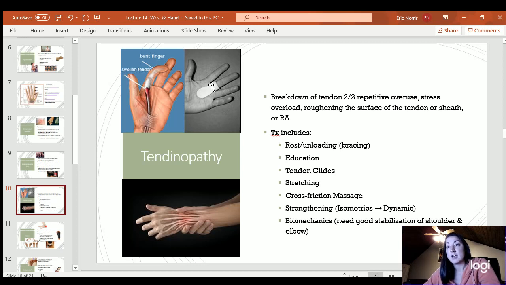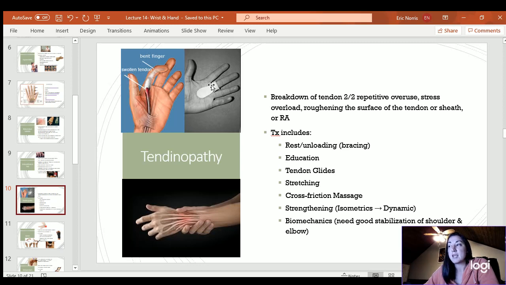Stretching of the hand and the fingers, cross friction massage, to decrease any adhesions and to get some of the inflammation out, to increase the movement. Strengthening, so first, of course, you would start out with isometric exercises as you're doing kind of the offloading and taking the pressure off. And eventually you'll do more dynamic as you're going towards the return to function stage.